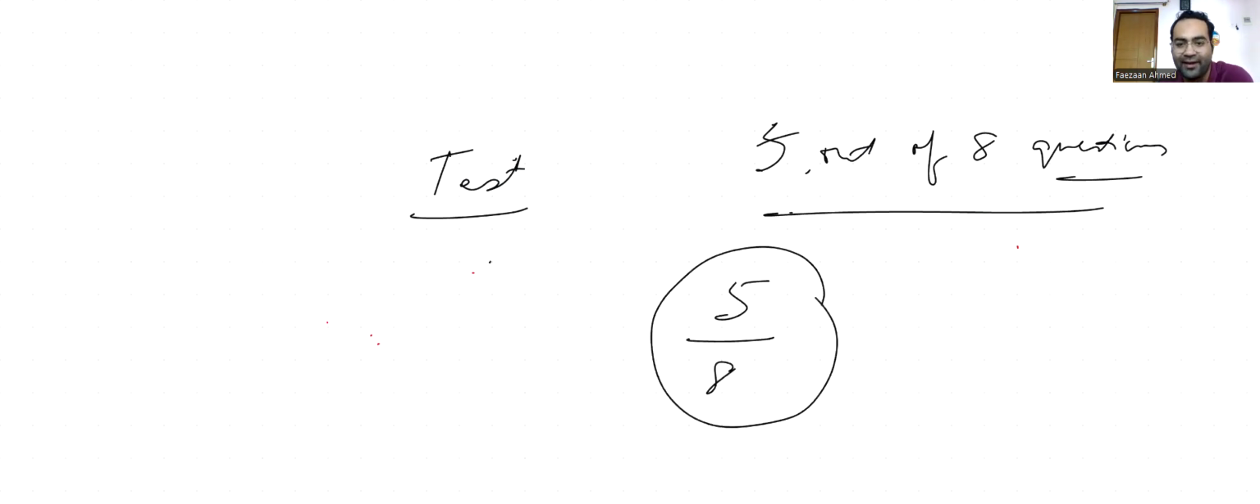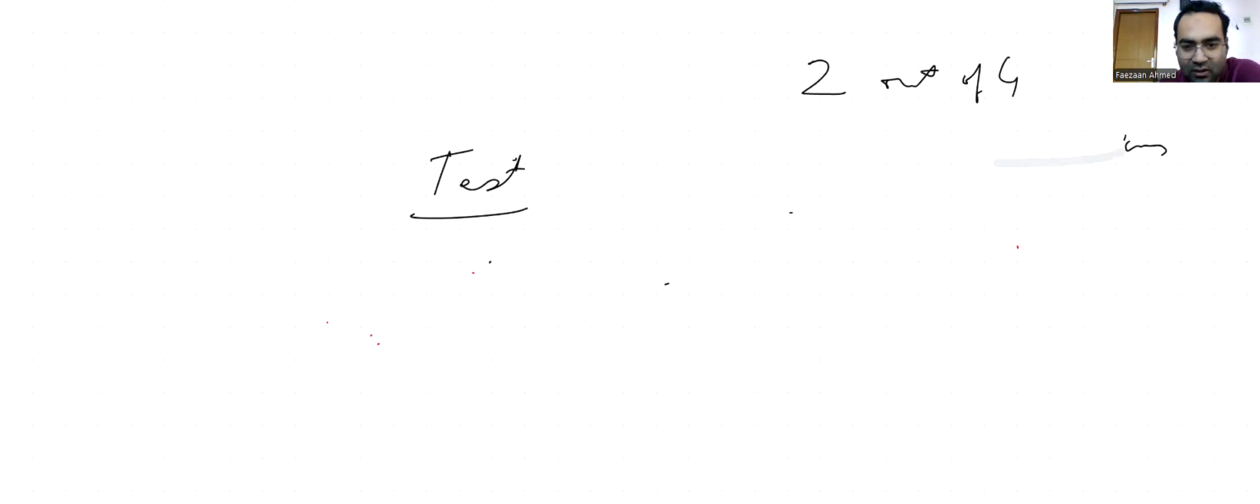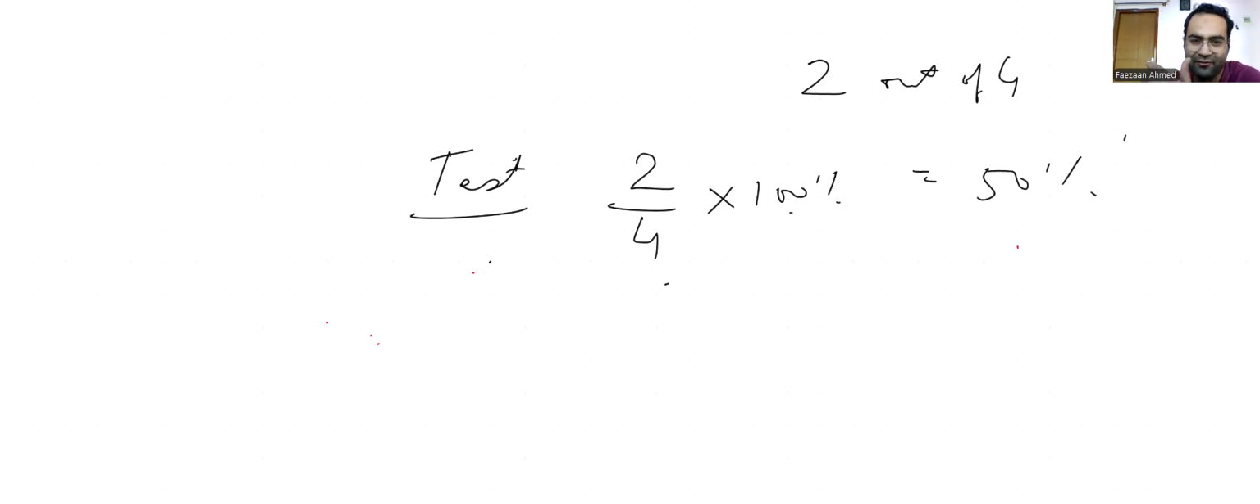So take a moment and think of a percentage. You can also take any other example, any other numbers instead of 5 and 8. That's up to you. So maybe you can take 2 out of 4 if it is simple for you. Okay. So let's see what happens. So let's take the simple one, which is 2 out of 4. If I convert it into percentage, you will have to multiply by 100% and then you'll get 50%. I think this basic idea most of us have.